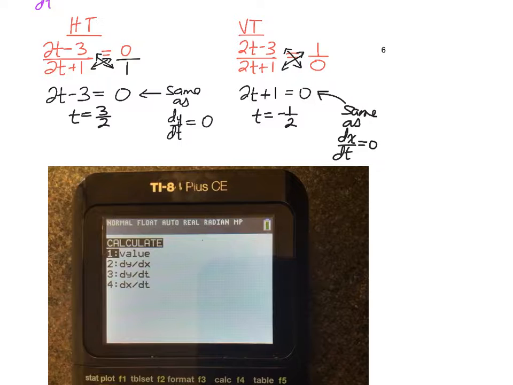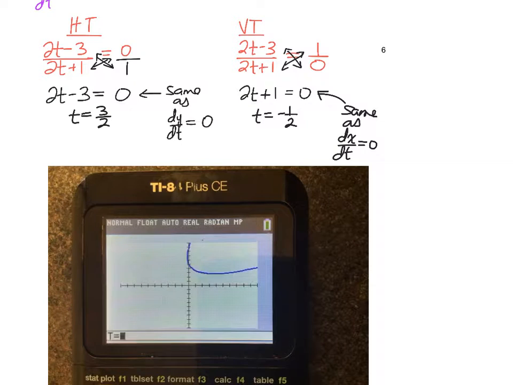Second trace. Second trace is the name of the game if you're ever looking for coordinates. So I'm going to hit value, and then I'm going to type in 3 over 2. All right, so this will give me, we were looking for horizontal tangents. So when I hit enter, it should coincide with something in this neighborhood. And it does. Not only does it plot it, but it also tells you what the ordered pairs would be. So it's giving me the coordinates of those points.